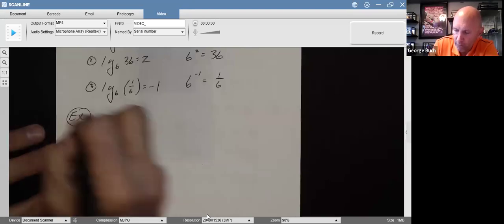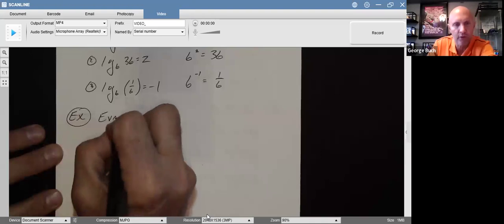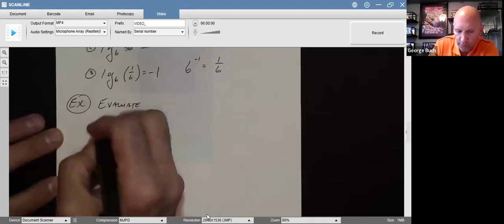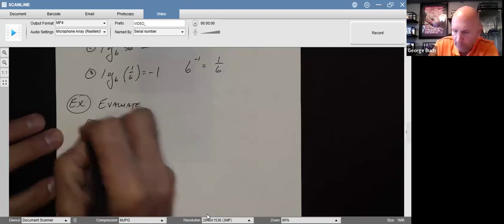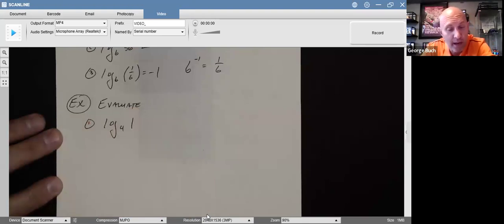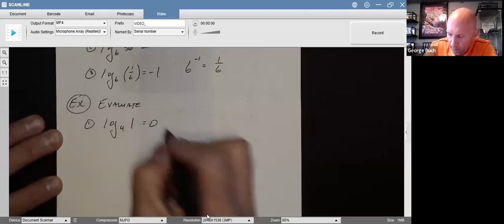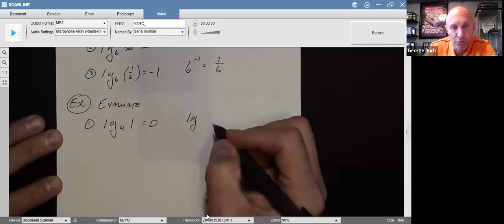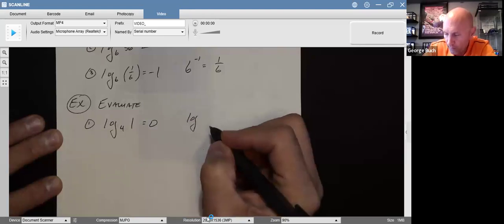All right. What if we want to evaluate these different log expressions? So first I have log base 4 of 1. Well, you can do this two ways. You can go back and look at your log properties and say, oh, log base a of 1 is equal to what? It's equal to 0. But if we didn't know that log property, let's say this is on a test and I just didn't have time to memorize those properties, let me do it myself.